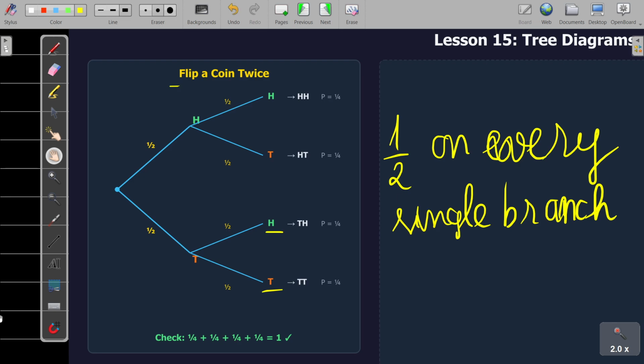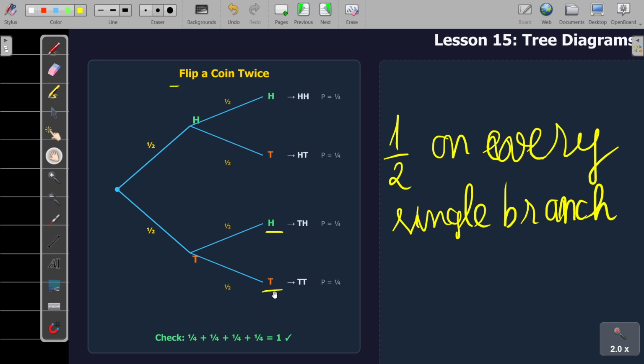Now, if we list the final outcomes at the end of the tree, if we follow the top path, we have heads, heads. The outcome is HH. The next path is going to be heads, tails, which is the outcome HT. Then comes tails, heads, which is going to be TH. And then we have tails, tails, which is going to be double T. There are going to be 4 total outcomes.